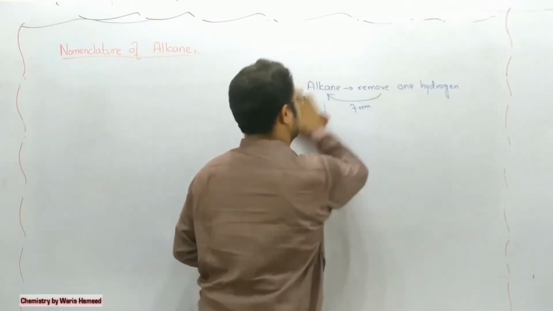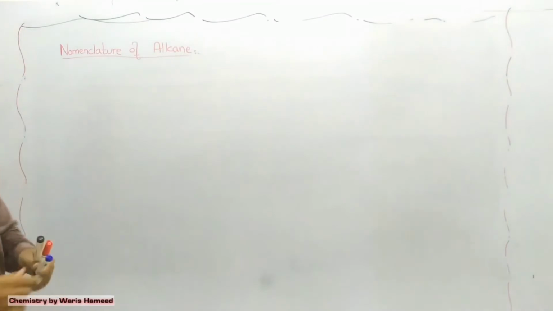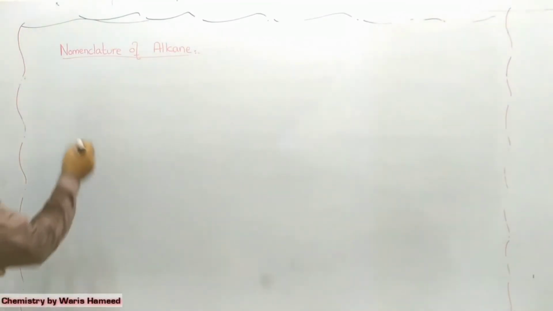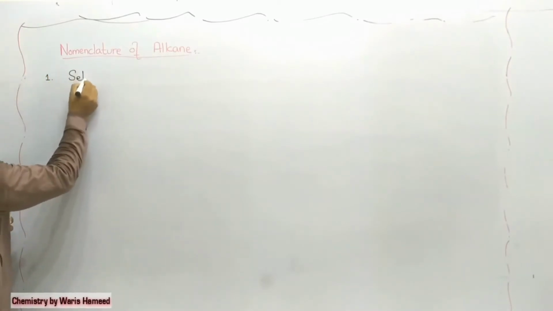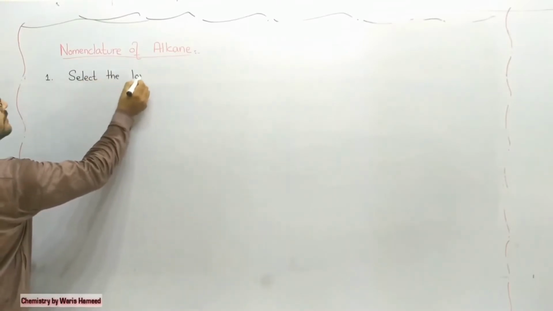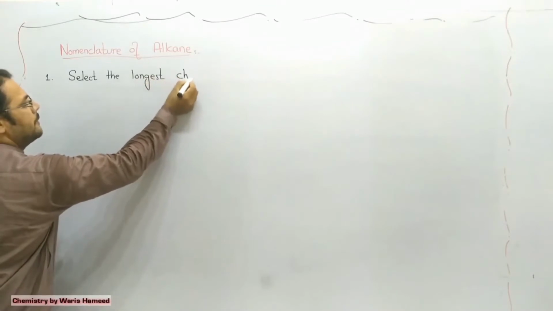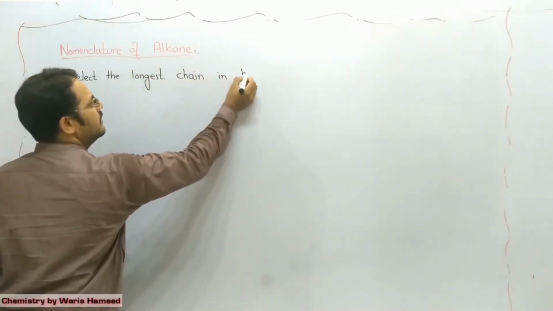Nomenclature of alkane. The first rule of the nomenclature of alkane is the selection of the longest chain in the hydrocarbon.